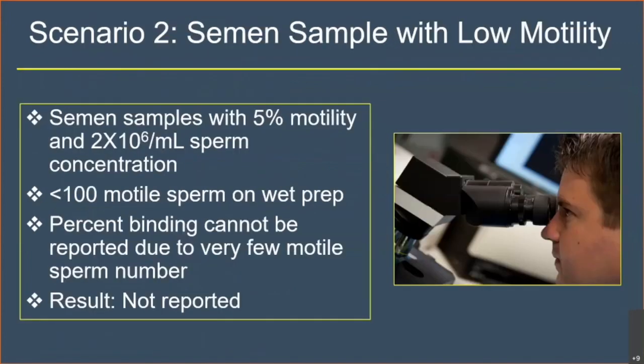Next slide. This is scenario 2 that is illustrating a semen sample with low motility. So this was a semen sample with 5% motility. And these are the patients where anti-sperm antibody is ordered by the physicians, and the concentration here was 2 million. When the sample was examined under the microscope, there were less than 100 motile sperm on the wet prep. Percent binding cannot be reported due to very few motile sperm, and hence the result was not reported to the clinician because of very low motility. Next slide.